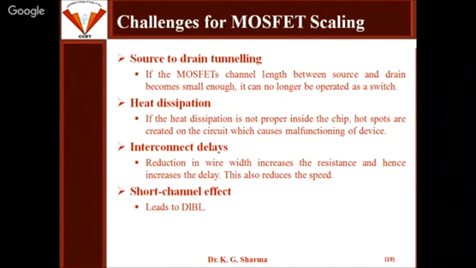If heat dissipation is not proper inside the chip, hot spots are created on the circuit, which causes malfunctioning of the device. It means suppose you have a chip with several devices, several sections, and some of the devices are dissipating much higher heat, while other parts are generating less heat. In the worst case, those areas will create the problem, and sometimes they may break down, and the whole chip, the whole device, will turn off. Next point is interconnect delay.